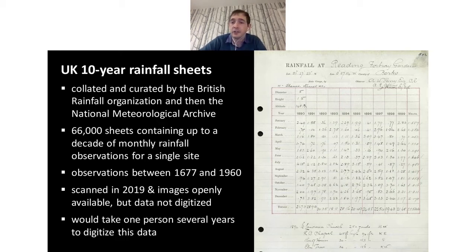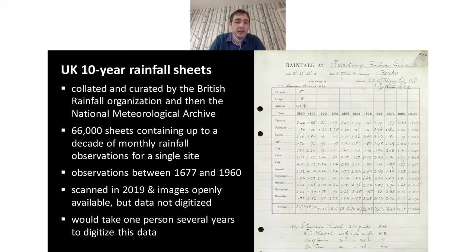You have the latitude and longitude, you have the name of the observer, where it's situated, and some rather useful information at the bottom about exactly how far to various landmarks this weather gauge is situated. So for this particular sheet, we know exactly where the rainfall gauge was, and we know the rainfall amounts that were measured. But this data had never been transformed into digital data that we can analyze. And so to take 66,000 sheets like this and turn it into digital data is an enormous task.